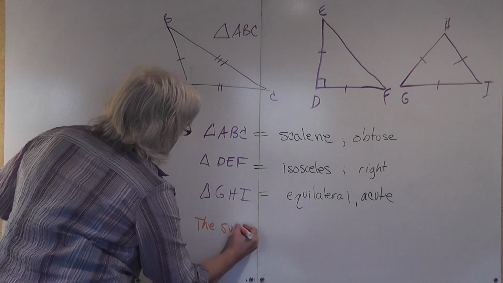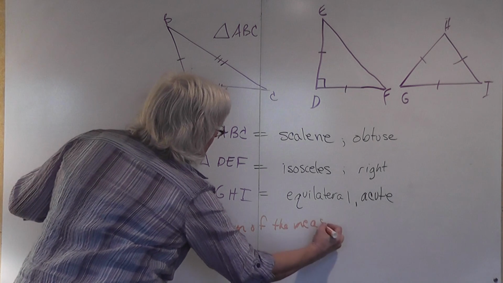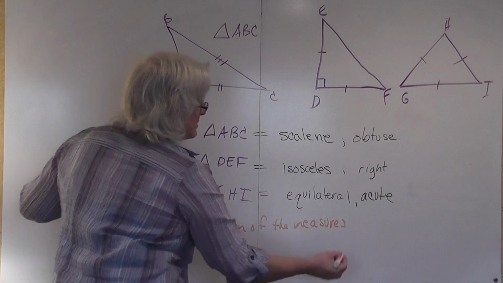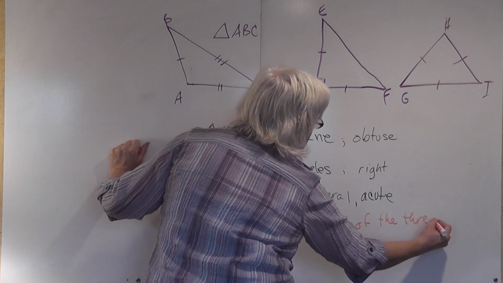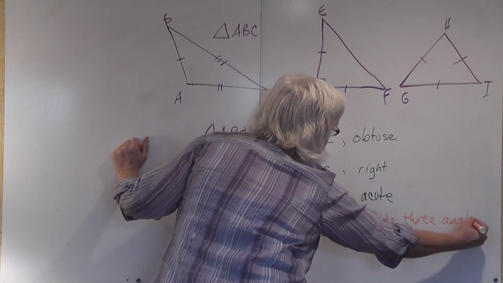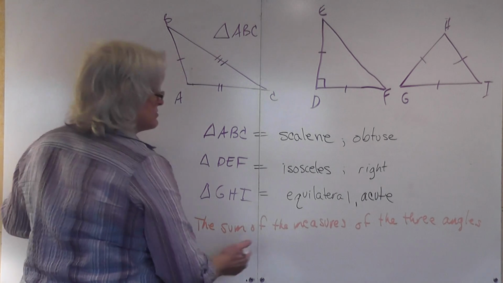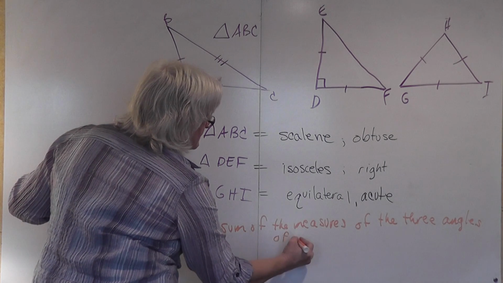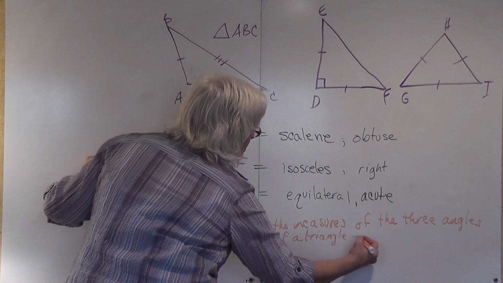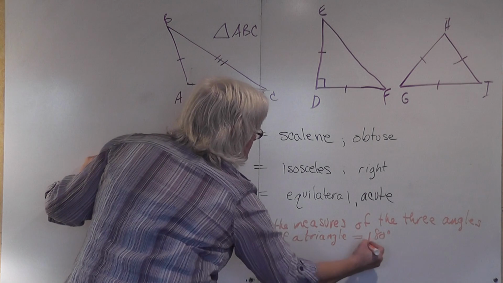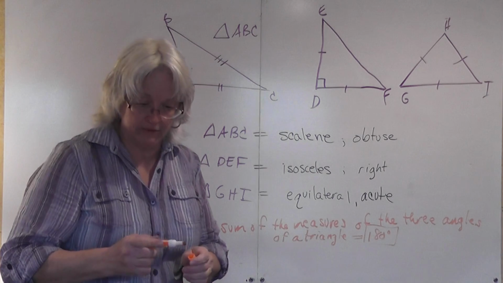The sum of the measures in degrees of the 3 angles. I would hope that you would know that a triangle has 3 angles and that we're adding all 3 of them together. The sum of the measures of the 3 angles of a triangle is always and forever 180 degrees. That is an essential piece of information for you to have.